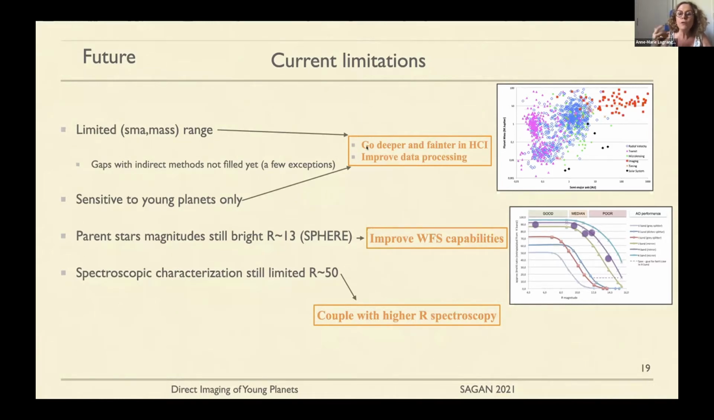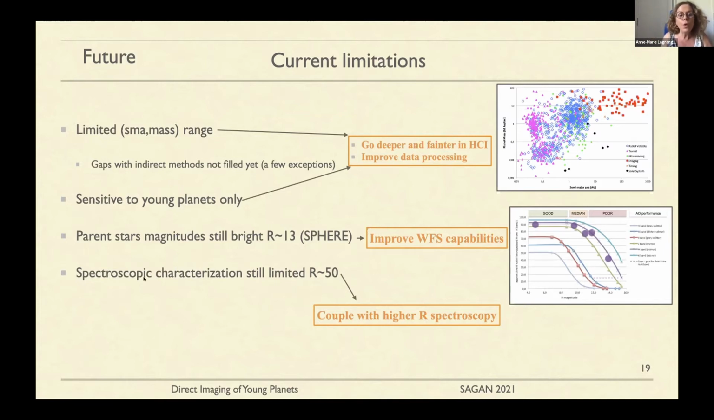We have to go deeper and fainter in high contrast imaging to access closer planets and lighter planets, and we have to improve data processing. There is a lot of margin of improvement, I guess, in data processing. The parent star, and this will also help, of course, to detect older planets. We are still limited in the magnitude of the stars that we can access, and so we want to improve the wavefront sensor capabilities in order to be able to observe fainter stars.